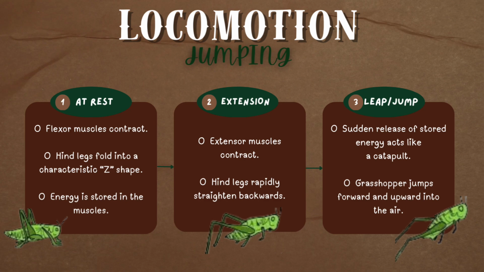Number 2. Extension. Extensor muscle contracts. Hind legs rapidly straighten backwards. Then comes the most exciting part, the jump. The stored energy acts like a catapult. The grasshopper jumps forward and upwards into the air. Sometimes, the grasshopper uses its small wings to balance during the jump. However, the wings are not the main power. The jump is done mostly by the legs.